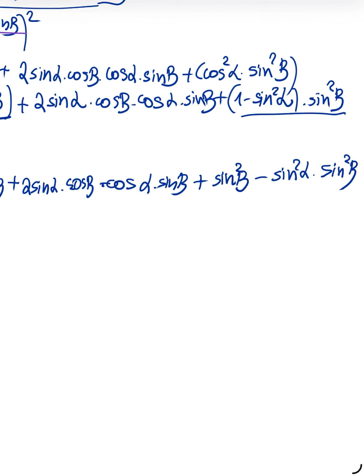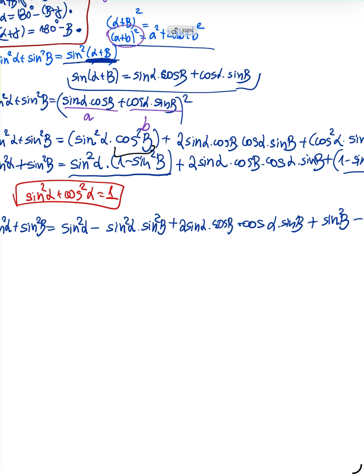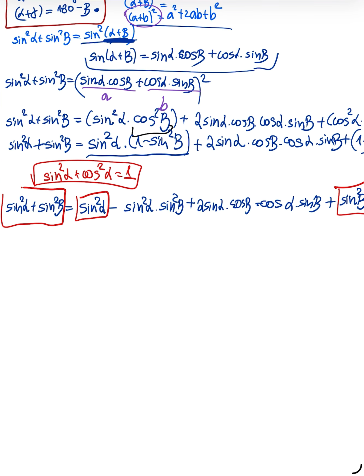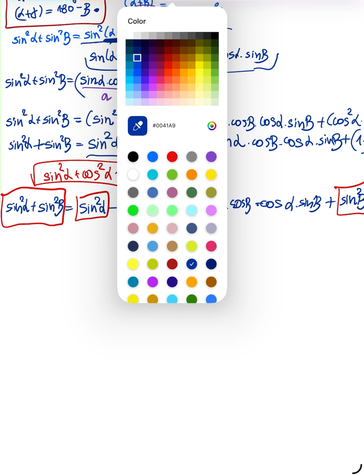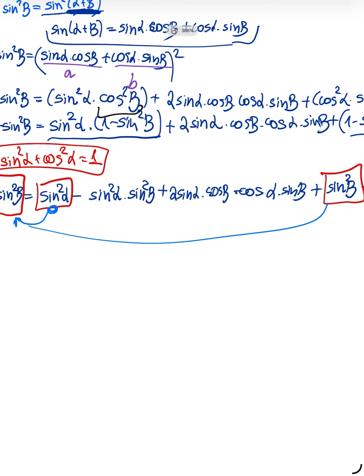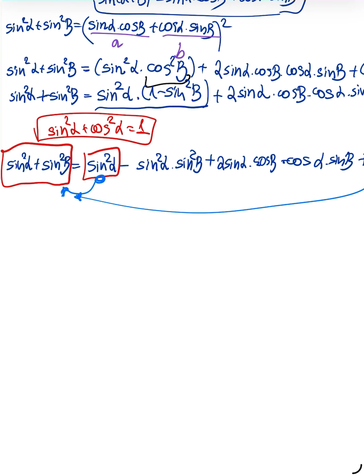And now what we can notice here is that we have sinus square alpha here and sinus square beta here, and also we have the same thing here. So they can be simplified. We can just remove them because they will be moved to the other side with opposite sign. Therefore, we basically subtract them, so we just remove them.